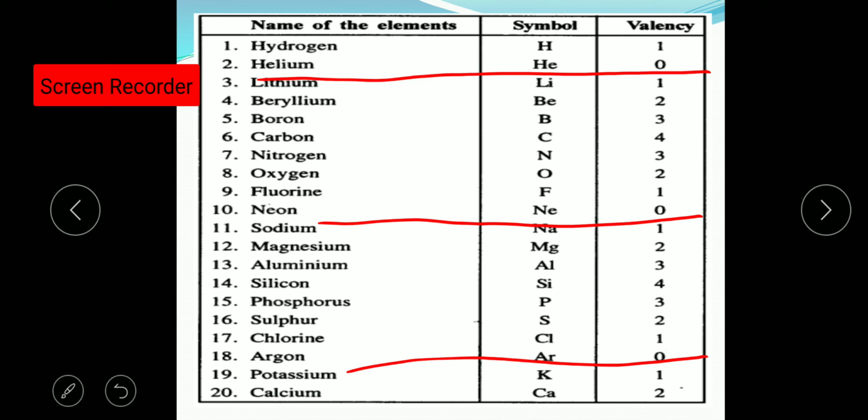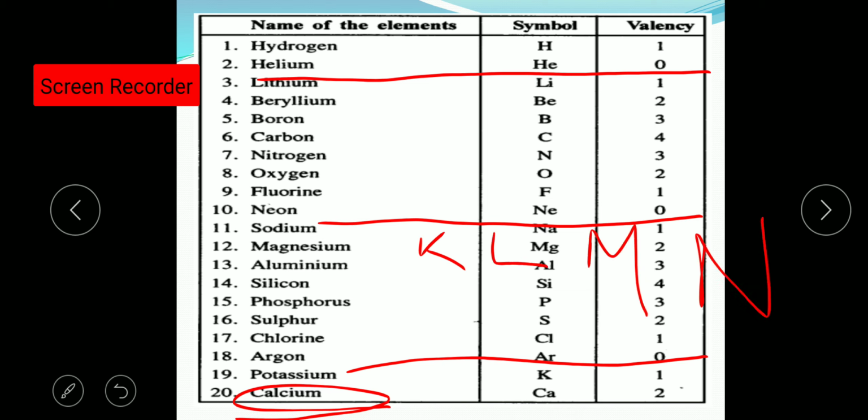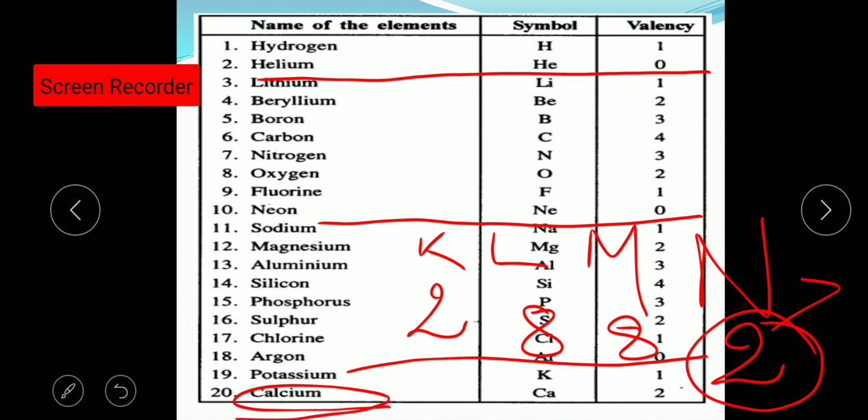For example, I am discussing calcium. Its atomic number is 20. So in the K, L, M and N shells: 2 electrons, 8 electrons, 8 electrons, and 2, that is 2, 8, 8, 2. In the outermost shell how many electrons? 2 electrons. So if it gives 2 electrons, it will get a positive charge. Calcium will be a metal and it gains the electronic configuration similar to argon. Okay.